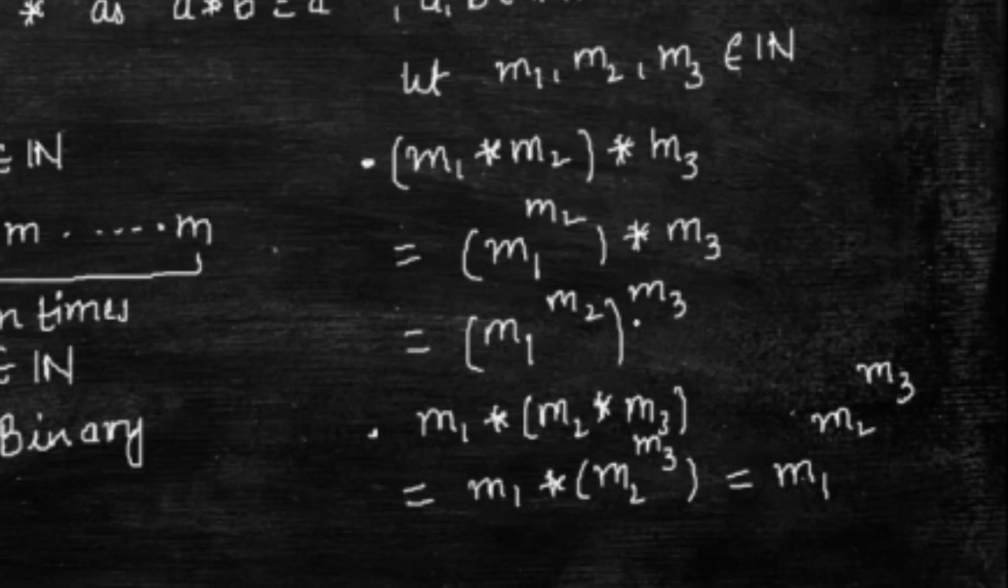This is nothing but m1 raised to the power m2 into m3, but this is m1 raised to the power m2 raised to the power m3. So these are not equal, and hence I can say that this operation is not associative. Therefore star is not associative.